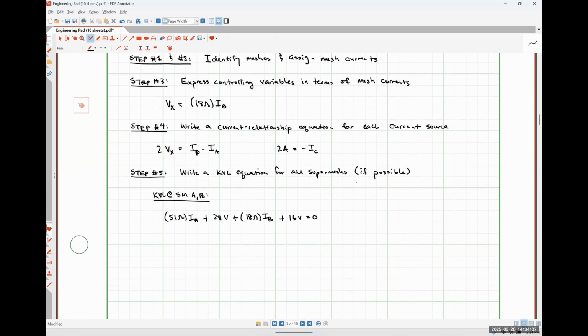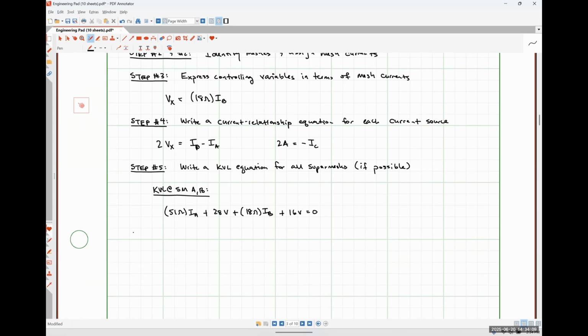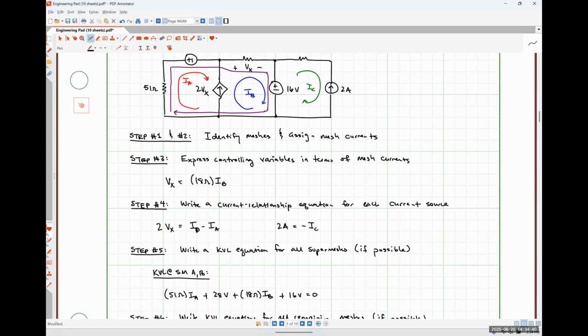All right, our next to last step would be to write a KVL equation for all remaining meshes. And once again, I'm going to put this caveat here: if possible.